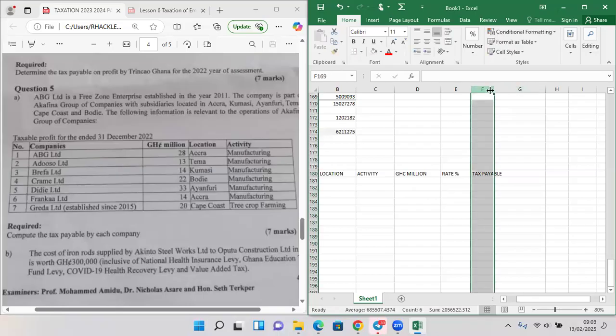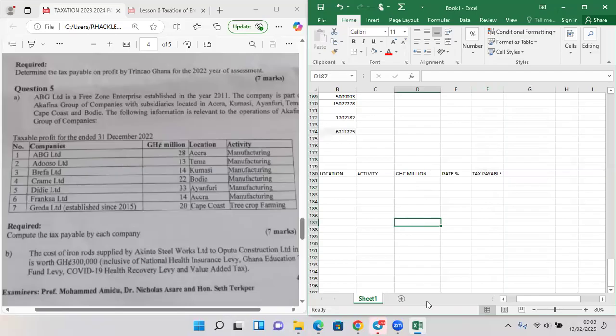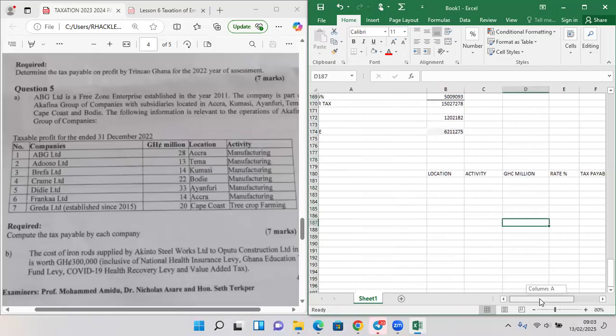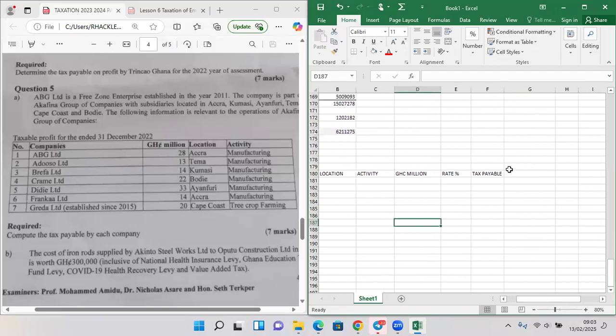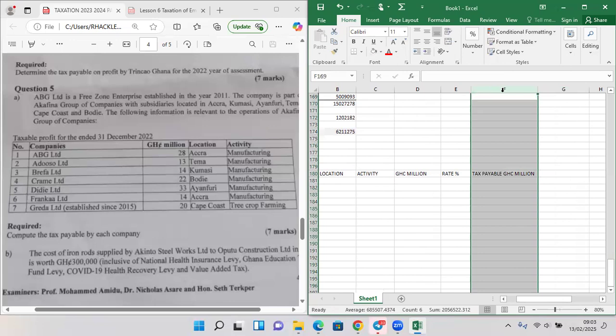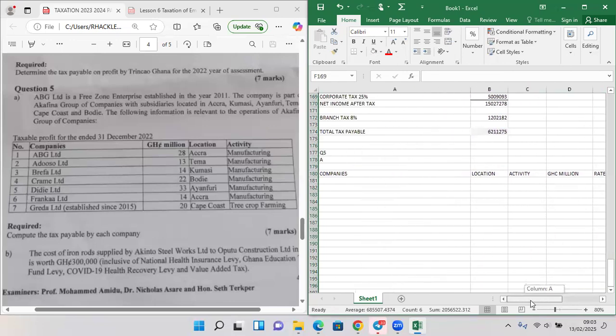For me, I suggest that since they left everything in millions, you leave them in millions like that. Okay, so the first company is ABG Limited. Its location is in Accra. Its activity is manufacturing.